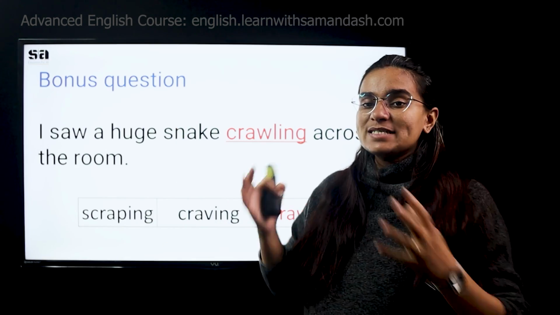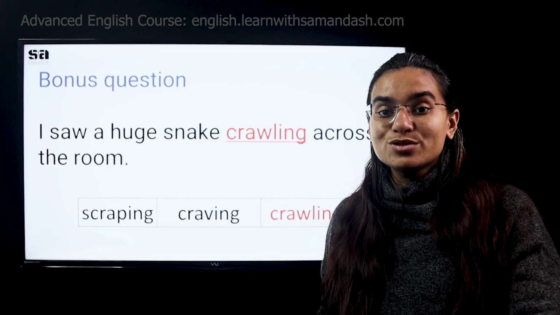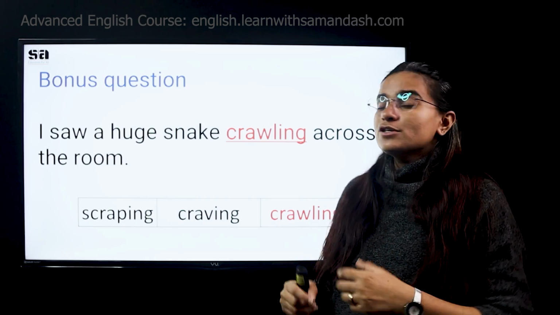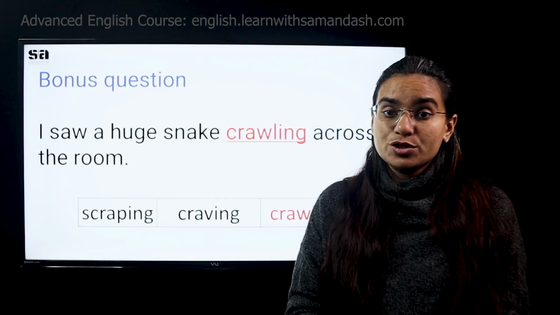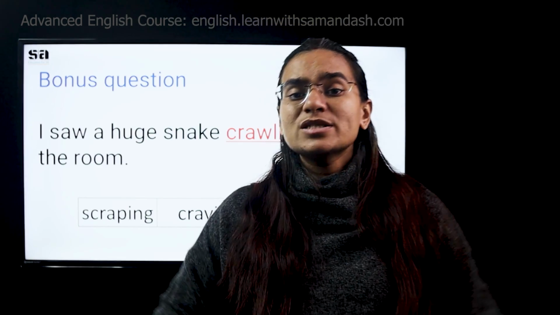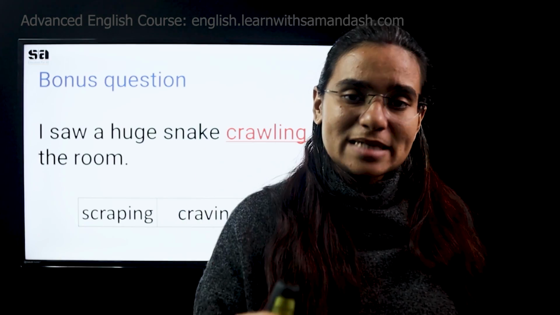Now the first part of my sentence, I can raise my voice. In the second part of the sentence, I can reduce it. I saw a huge snake crawling across the room. So this shows that you feel what you're talking, and that's a very important aspect of advanced English course. I'm repeating it multiple times because most of the students don't even focus on this aspect.